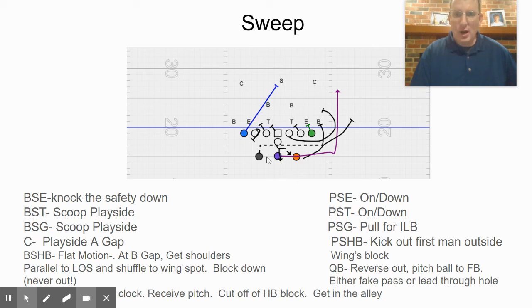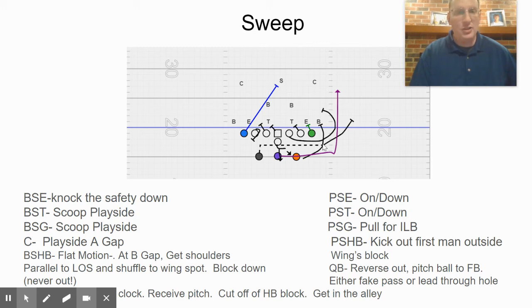All right, so our backside halfback is going to motion. Now, when he gets to the B gap here, instead of stopping, he wants to get his shoulders parallel to the line of scrimmage. So square him up, parallel to the line of scrimmage, and shuffle. He's going to shuffle to a spot about right where a wing would be, about 1 by 1 off the tight end. That's kind of where he wants to get to.